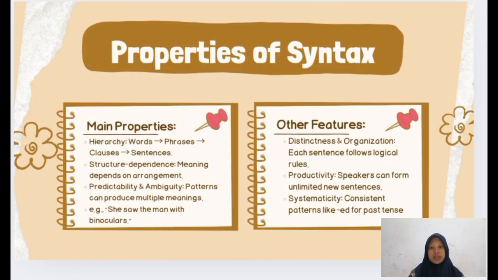Properties of syntax. Syntax has several key properties. The first one is hierarchy, which means that smaller units like words combine to form phrases, and phrases combine to form clauses and complete sentences. The second property is structure dependency, which means that the meaning of the sentence depends on how it is arranged. For example, in the sentence, she showed the man with the binoculars, we can interpret it two ways: either she used binoculars to see him, or the man had the binoculars. This shows how structure impacts meaning.